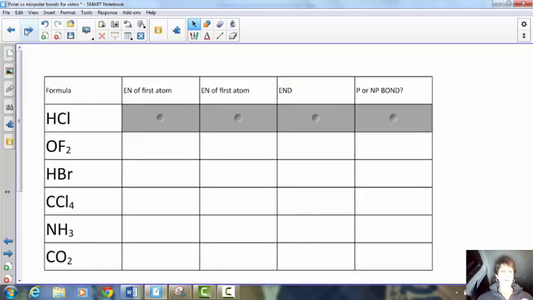So I want you to go through and do this chart. I'm going to show you the first one across. This is HCl, so I look up the first atom, hydrogen, and I get 2.2. Then I look up the second atom, and it's 3.2. So the electronegativity difference would be 1.0, and the bond would therefore be polar because it is greater than 0.5. So I want you to go through and do the rest of this work. We'll check your answers tomorrow. And if you want to pause the video for a moment and do that, you can.